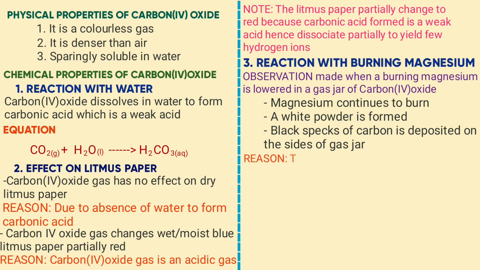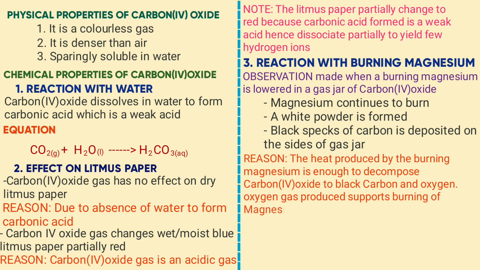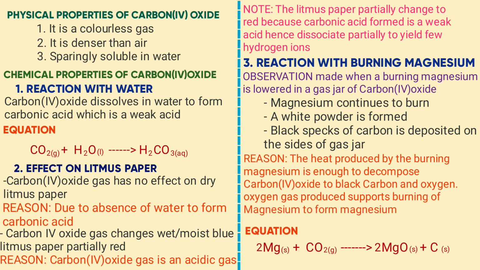Reason is the heat produced by the burning magnesium is enough to decompose carbon 4 oxide to black carbon and oxygen gas. Oxygen gas produced supports burning of magnesium to form magnesium oxide, which is a white powder.